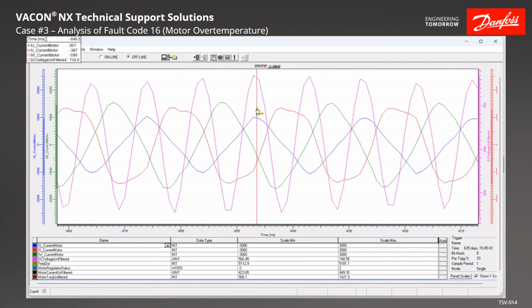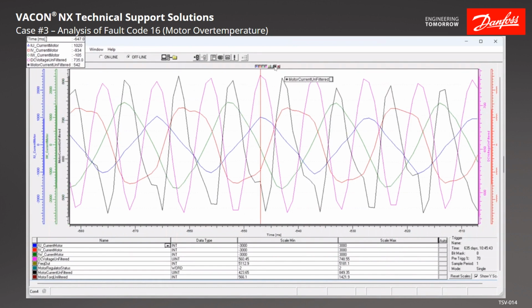Look at our currents. Our currents are up there. We're pushing right around 100%. We want to bring in the motor current unfiltered. You can see the motor current unfiltered kind of looks like a sinusoidal waveform too.